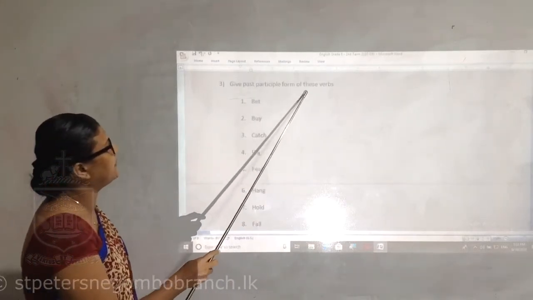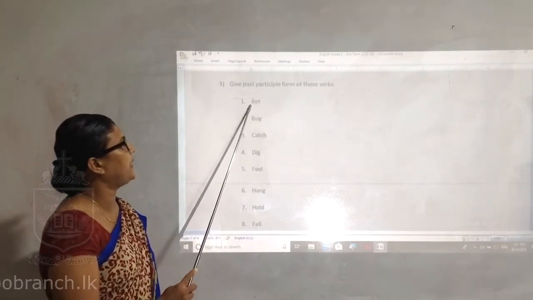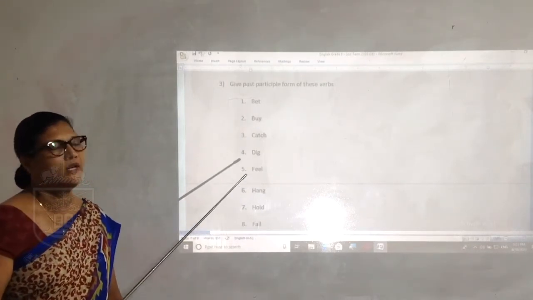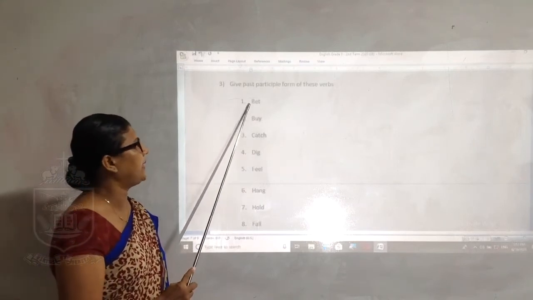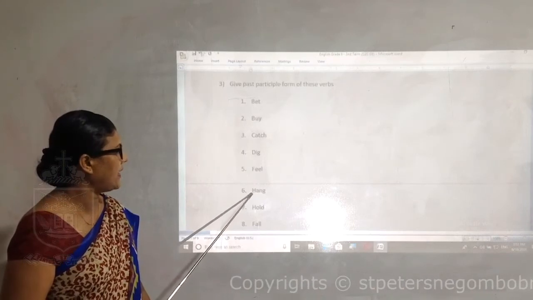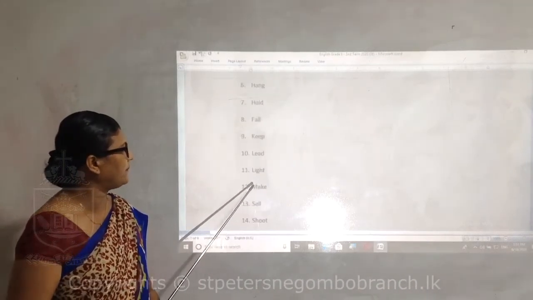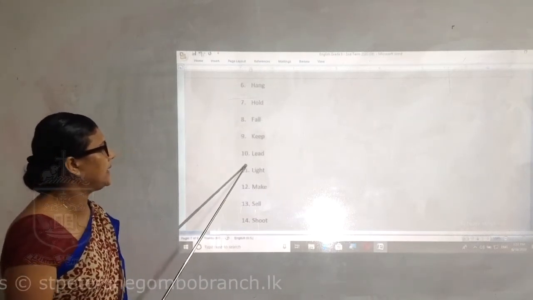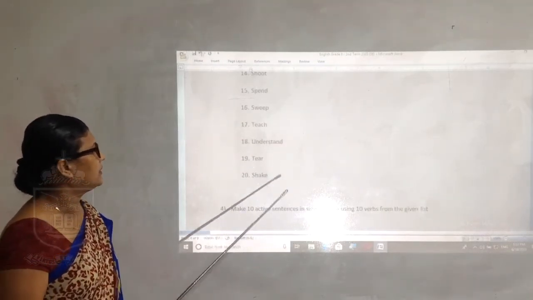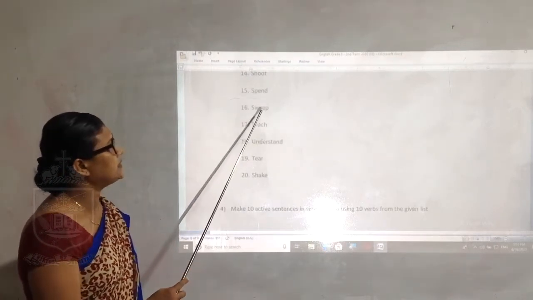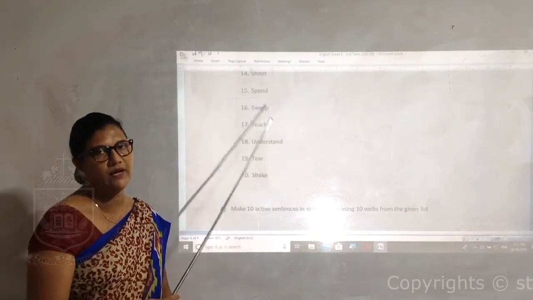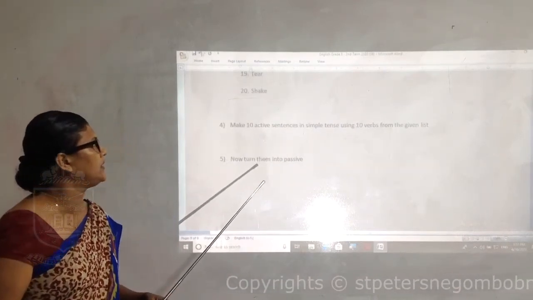Give the past participle form of these verbs. I am not going to help you with this. You will have to find out from your list and write. Bet, buy, catch, dig, feel, hang, hold, fall, keep, lead, light, make, sell, shoot, spend, sweep, teach, understand, tear, shake. Find the past participle form of all these verbs.